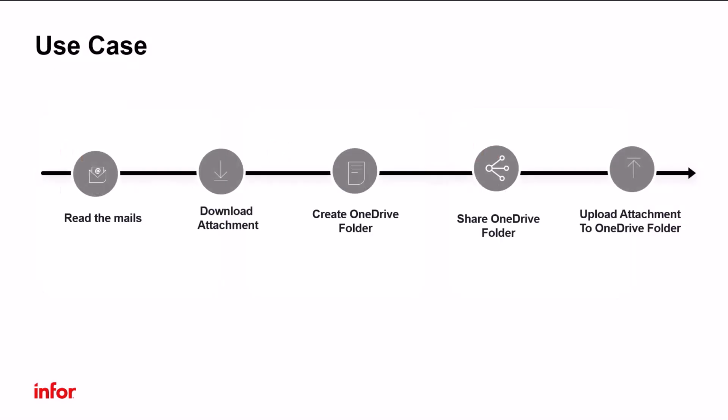For today's use case, we will need to build a flow that will read emails from an Outlook Microsoft Office 365 account, and for each email, we will store its attachments to a specified folder. Next, we will create the folder in OneDrive, share it with a specific recipient, and lastly, upload the downloaded attachments into the created OneDrive folder.